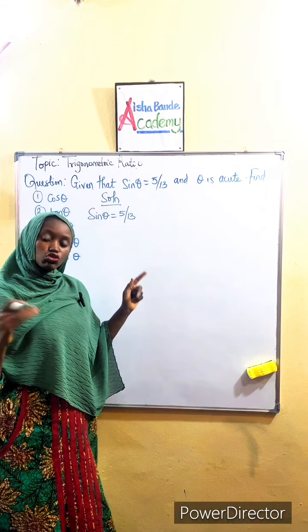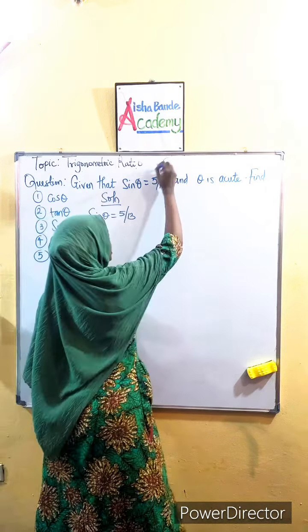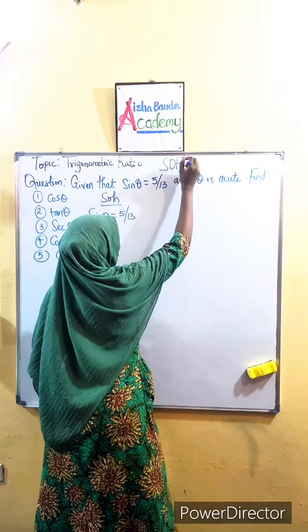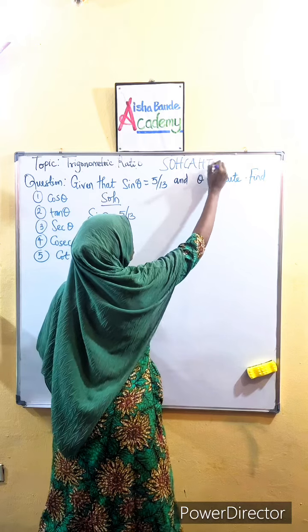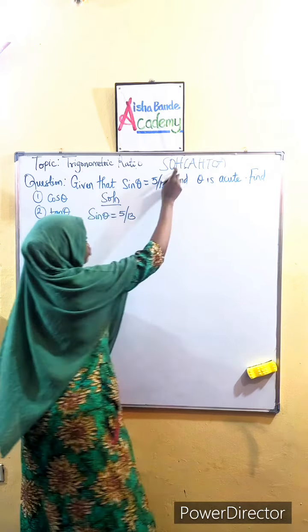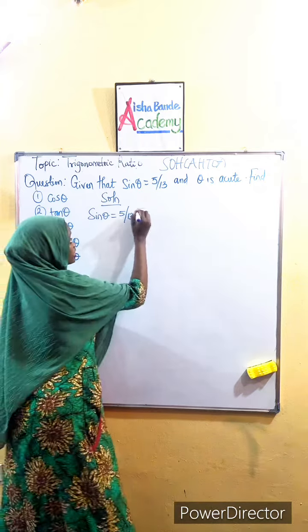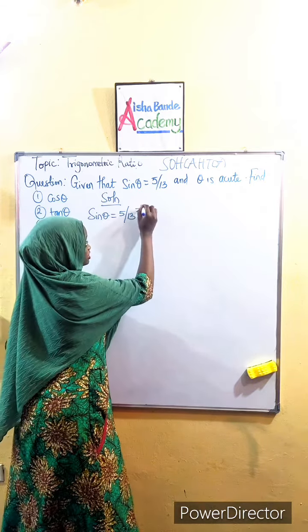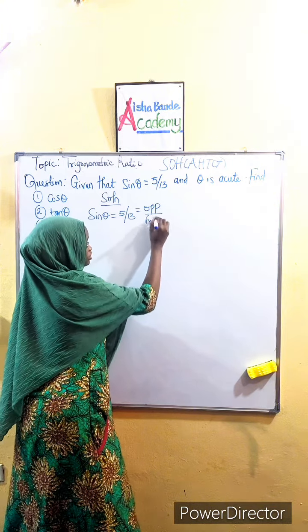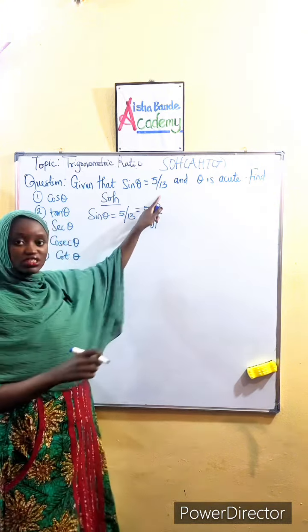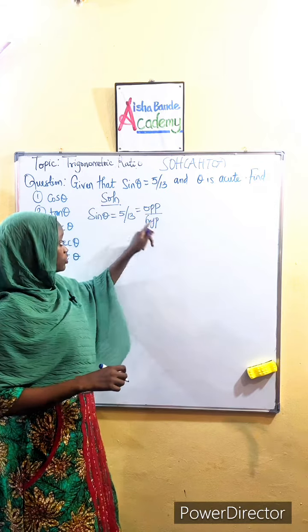From the modern definition of trigonometric ratios, we have a formula which we stated in the last class, which is SOHCAHTOA, where sine is opposite over hypotenuse. So sine theta is 5 over 13. This means 5 is the opposite and 13 is the hypotenuse. That is why we said that sine theta is opposite over hypotenuse.